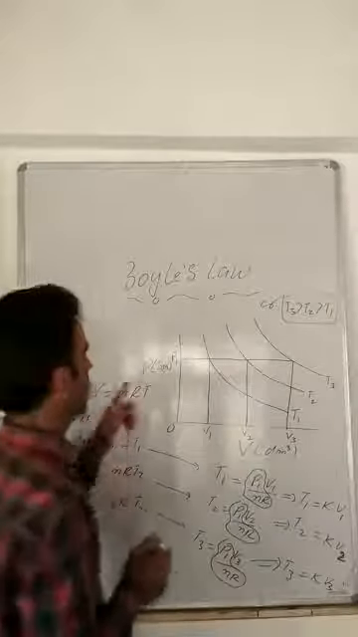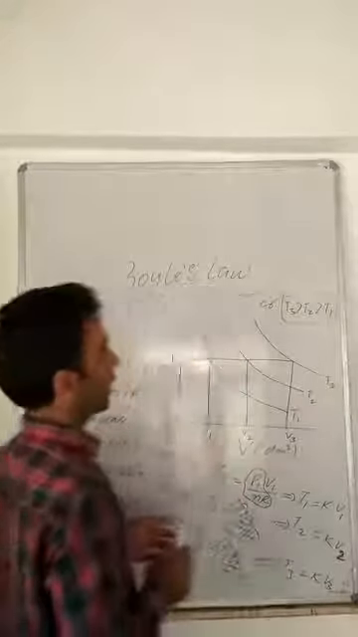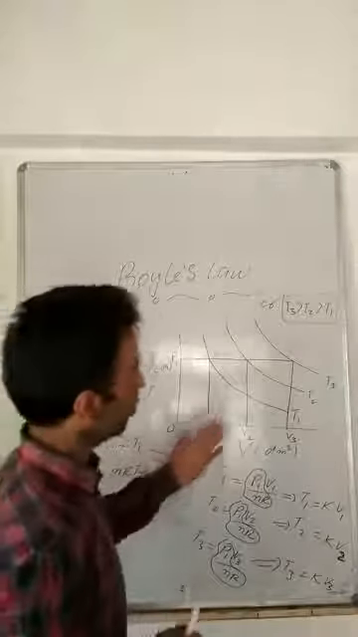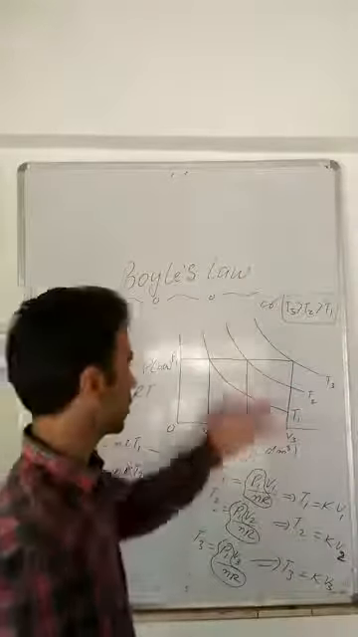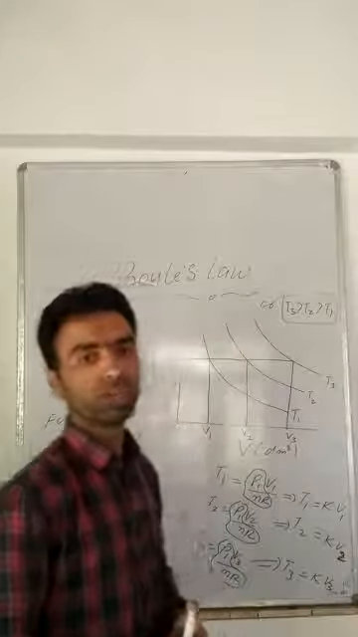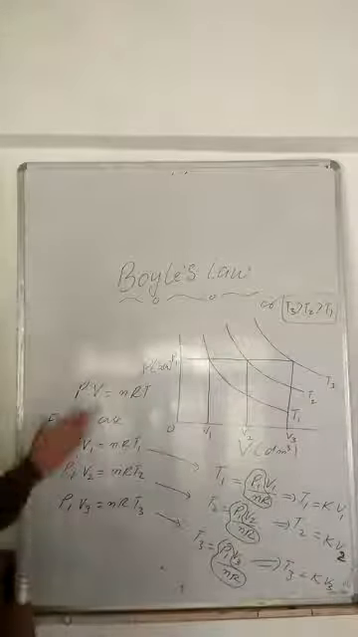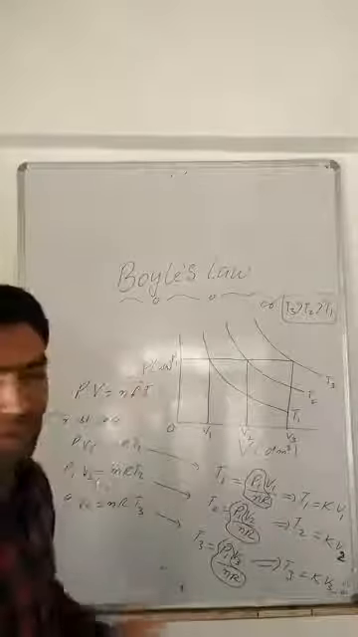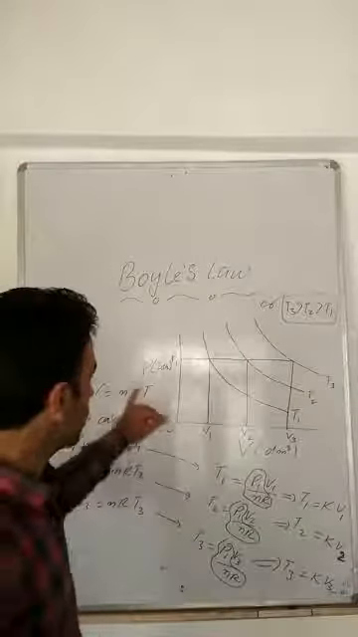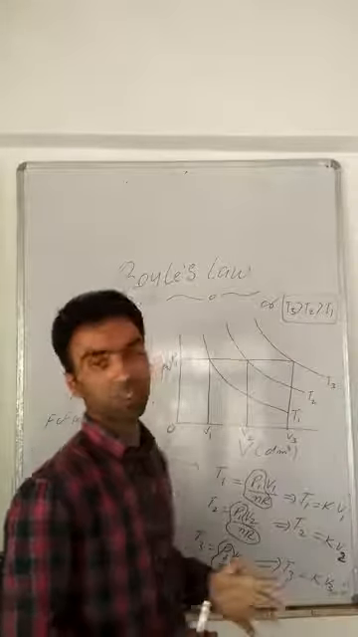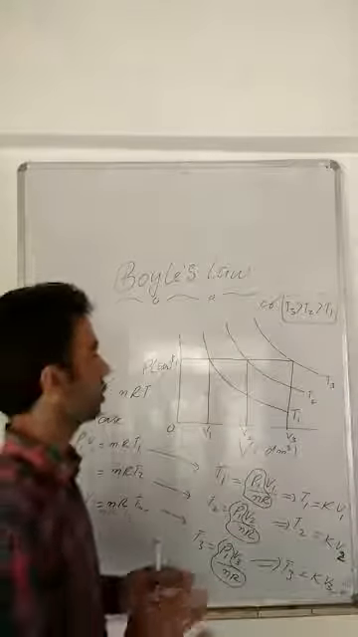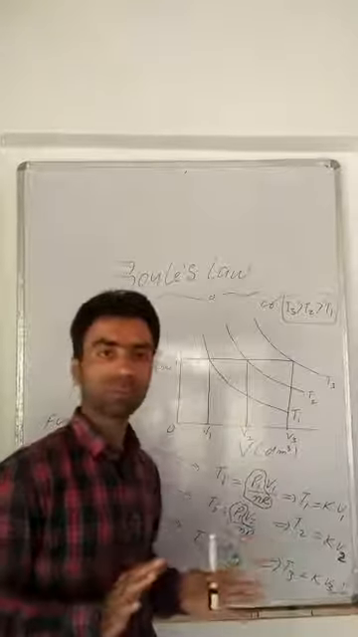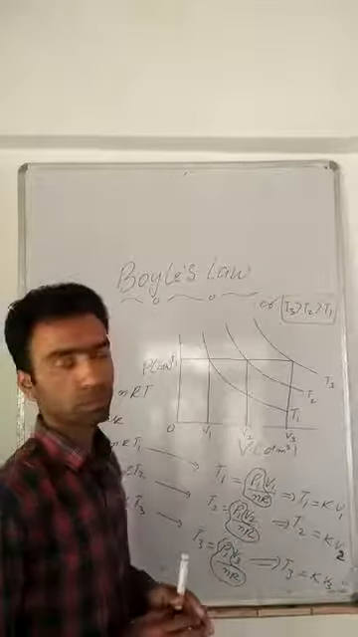If we have a multiple number of curves between P and V at different temperatures, the curve that is at the highest position will be at higher temperature, and the curve that is at the lowest position will be at lower temperature. So this is the graphical representation of Boyle's law in terms of plots of P and V at different temperatures. These graphs are of very high importance as far as competitive exams are concerned.